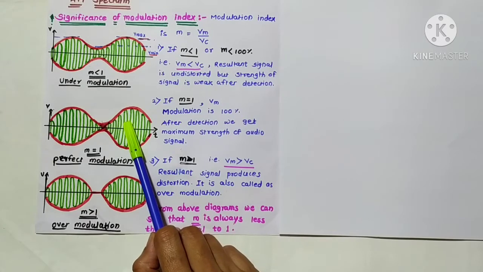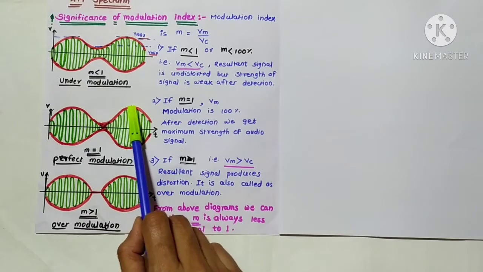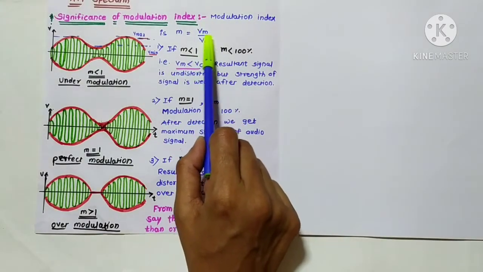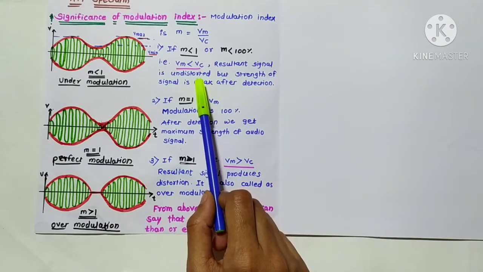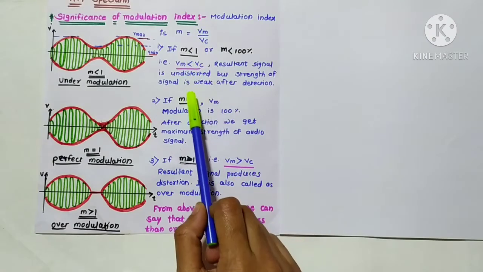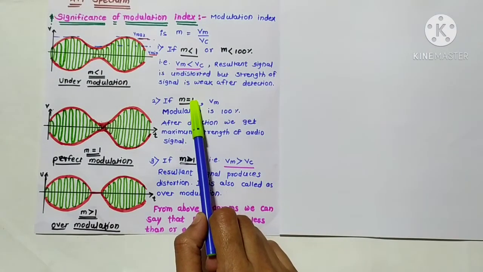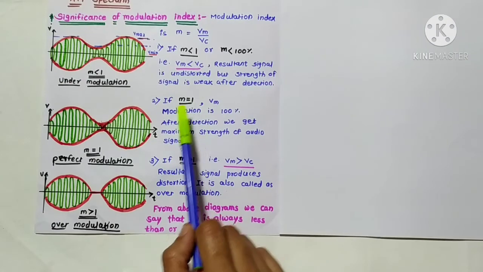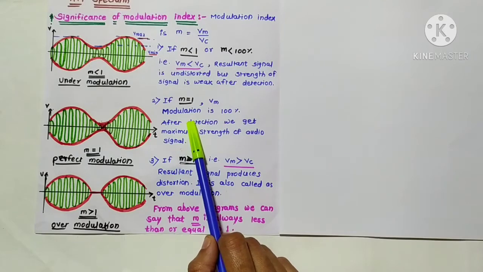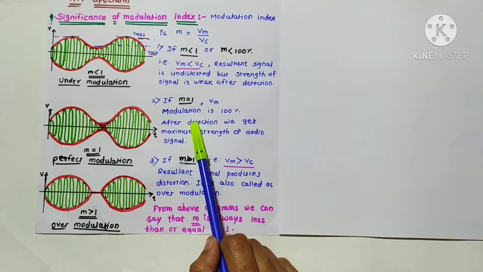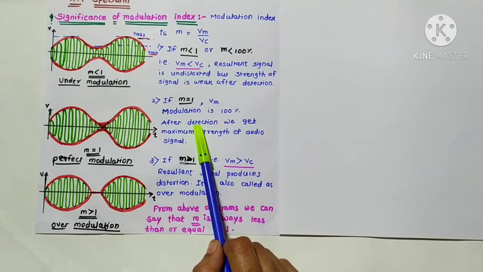Now, the ideal condition for amplitude modulation is when the amplitude of the carrier, Vc, is equal to the amplitude of the modulating signal. When these both are equal, m equals 1, meaning the modulation index is equal to 1. This is called perfect modulation. This will produce the greatest output at the receiver with no distortion. More information signal is transmitted, thereby producing a stronger, more intelligible signal.